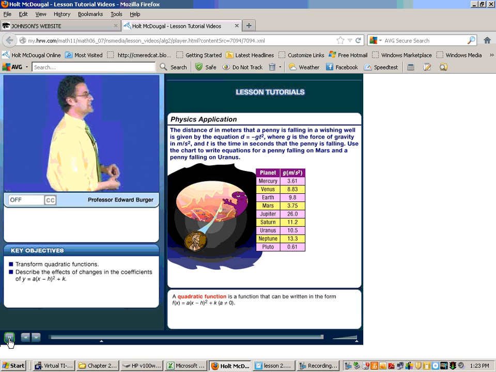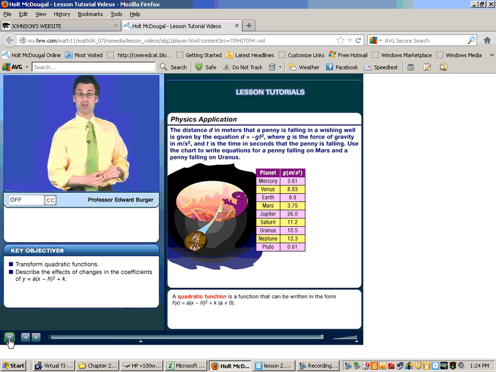So the distance d in meters that a penny has fallen in a wishing well is given by the equation d equals negative g times t squared, where g is the force of gravity in meters per second squared, and t is the time in seconds that the penny has fallen. And now, what we want to do is to use the chart to write equations for a penny falling on Mars and a penny falling on Uranus.